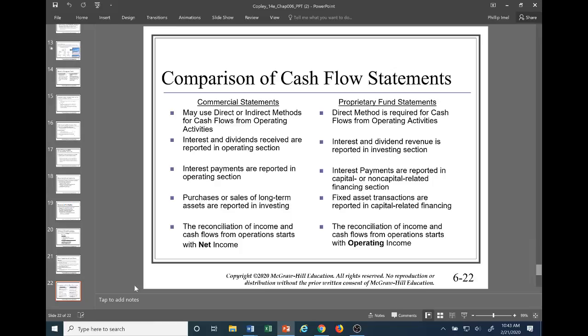The reconciliation of income and cash flows from operations starts with net income under commercial statements, and it starts with operating income under proprietary fund statements. So once again, you see why it's so important for the statement of revenues, expenses, and changes in fund net position to differentiate the operating income from non-operating income, and it's because of that starting point for the reconciliation of the operating section.